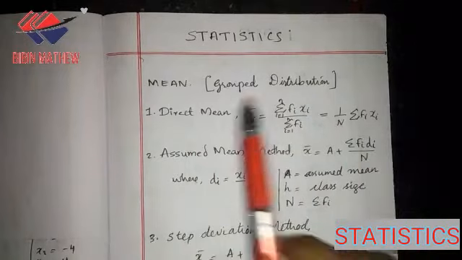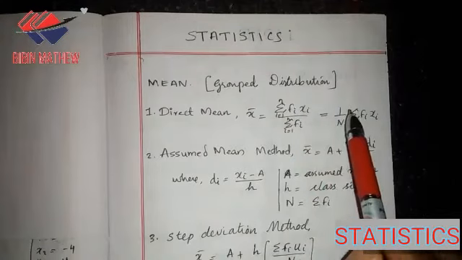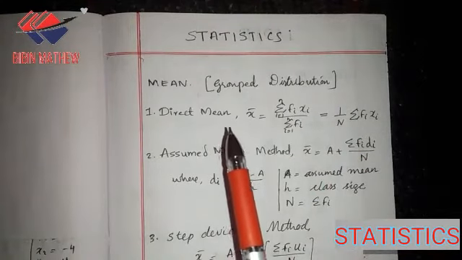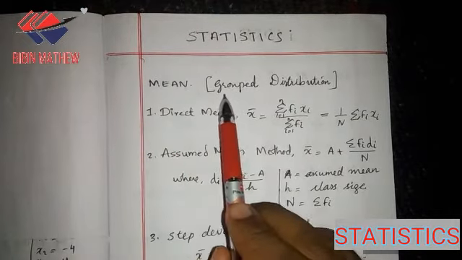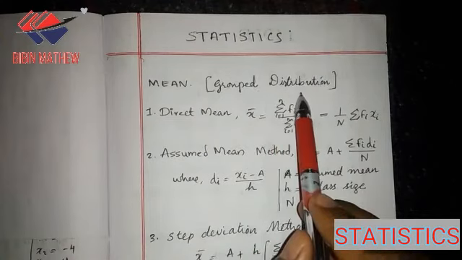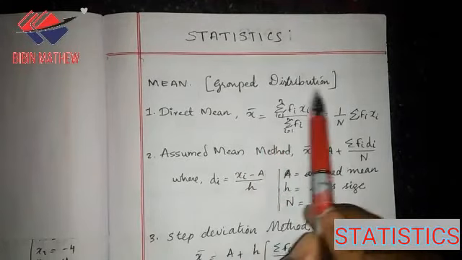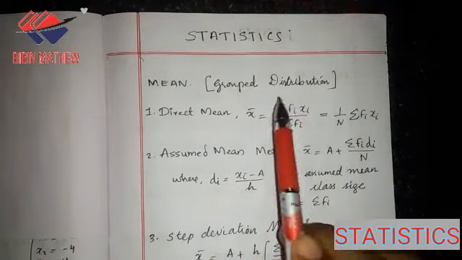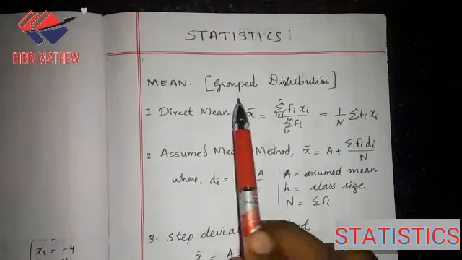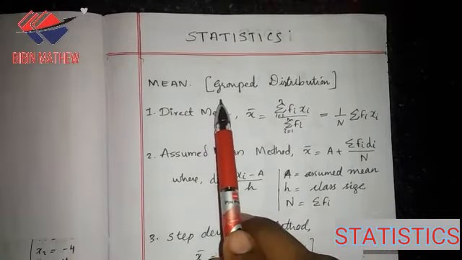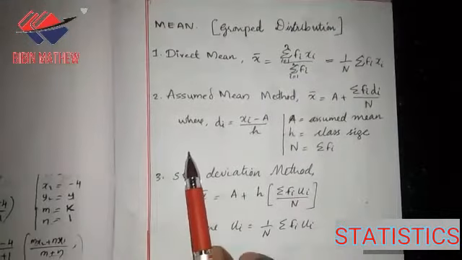How many numbers are there? Add all the numbers and count the numbers. Divide by the number of numbers. That will be the mean, or what we call the average. But here we are going to study grouped distribution. What does grouped distribution mean? A distribution which is grouped, that means from 0 to 10, from 10 to 20, from 20 to 30, like that. If it is given as a group, that typical type of distribution is what we call grouped distribution.